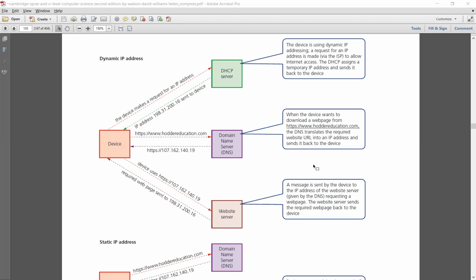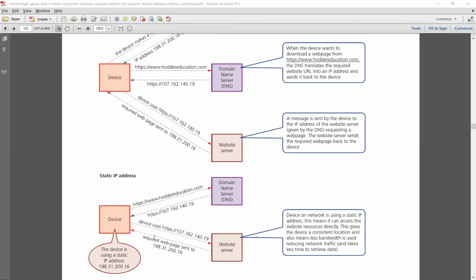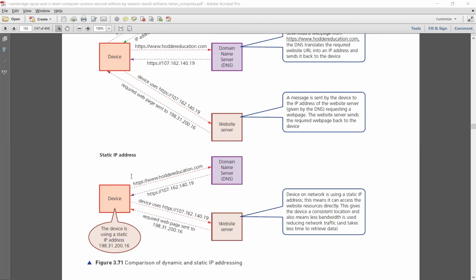And then we talk about, on the contrary, we have the static IP also. The static IP, on the contrary, has only the stage where the device is connected first to the DNS.